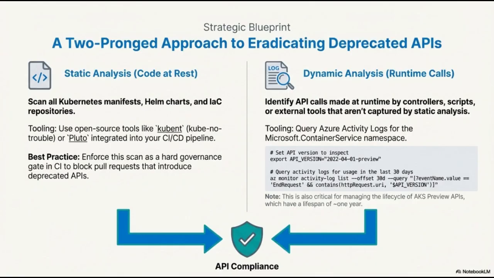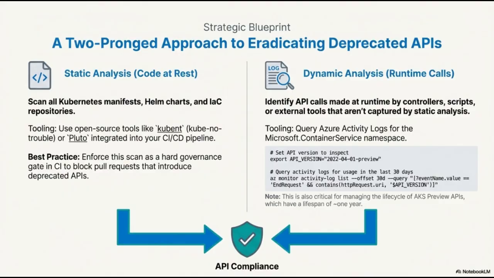To maintain a stable environment, we use a 2-pronged strategic blueprint for identifying and eradicating deprecated APIs. First, we focus on static analysis, or code at rest. The goal here is to scan all Kubernetes manifests, Helm charts, and infrastructure as code repositories before they are deployed, blocking requests that introduce deprecated APIs at the source. Second, we employ dynamic analysis to catch runtime calls. This is crucial for identifying calls made by controllers, scripts, or external tools that static analysis might miss.